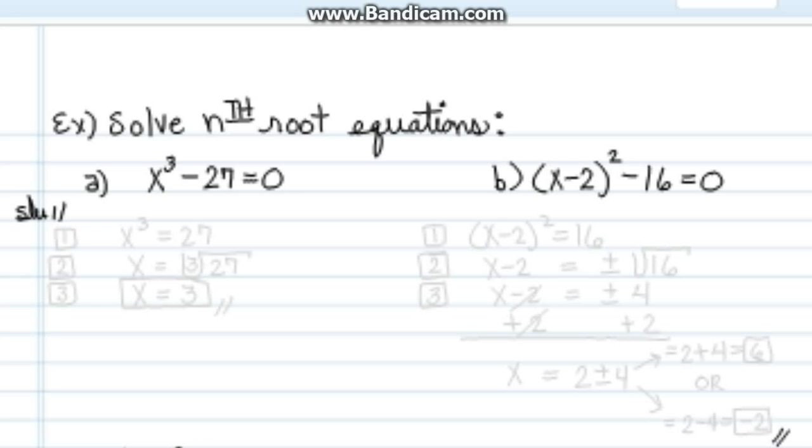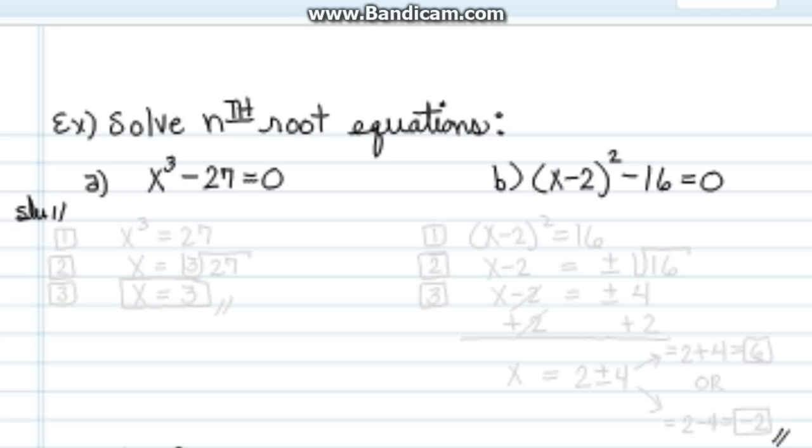We're going to solve some equations now that have powers of the variable. Now, I misspoke when I wrote this. I wrote, example, solve the nth root equations. Those are not nth root equations. They don't have an nth root in them. They have exponents. They have powers on the variable. So this should be written, example, solve the nth power equations.